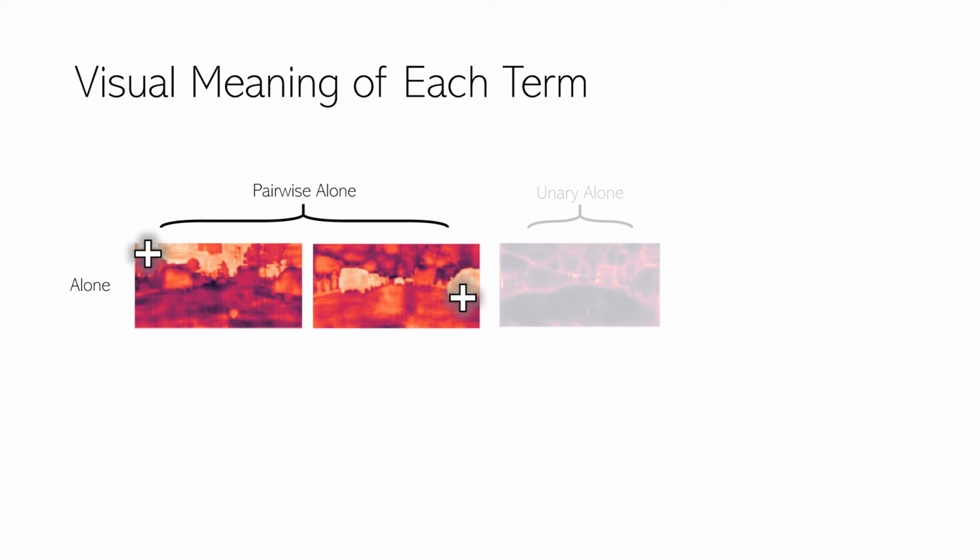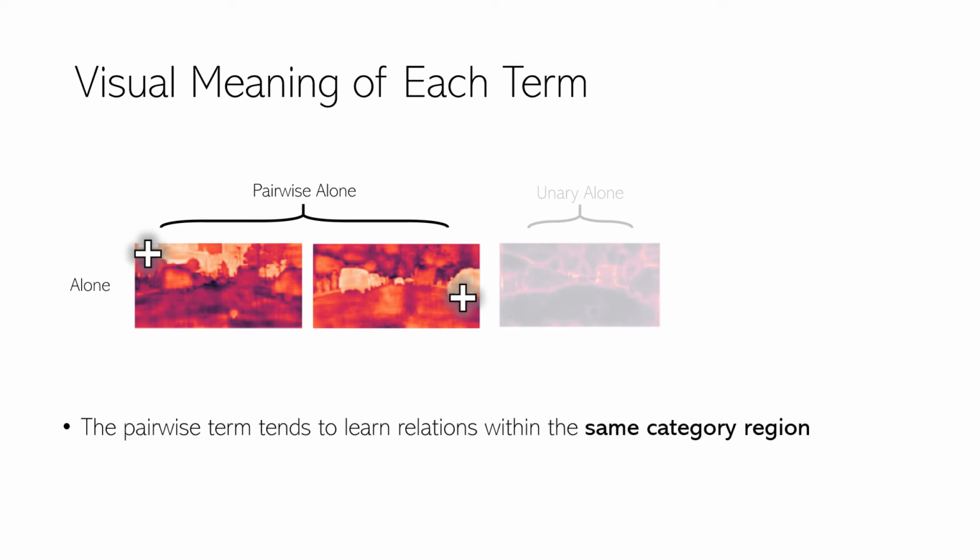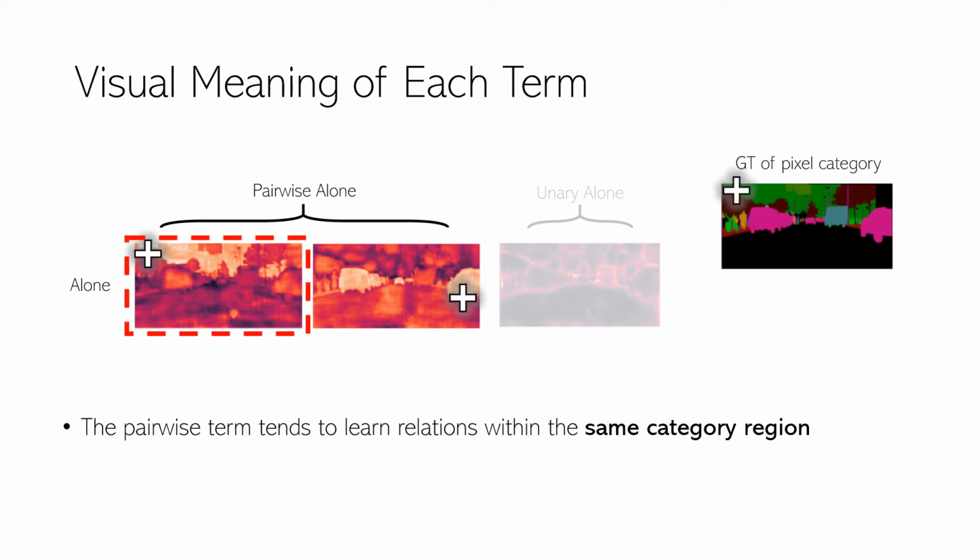Now we look at the visualization of the pairwise term. We find that the pairwise term tends to learn the relations between pixels that have the same category. Please see the first image. The query point is located in the sky area, and all sky area has high responses. And please see the second image. The query point is located on a car, and the car area shows high responses.